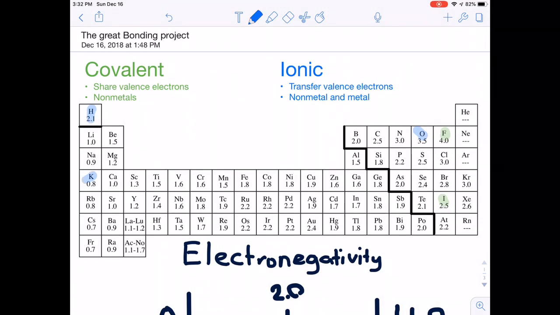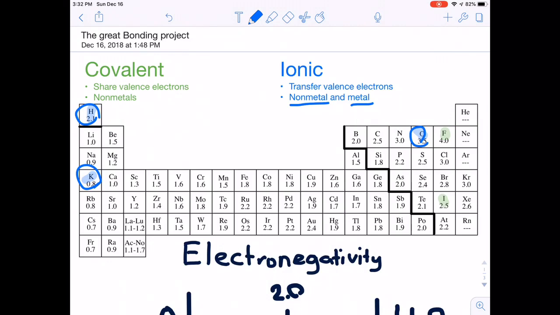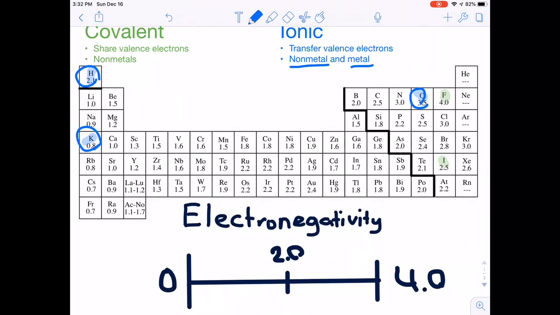So we know KOH is ionic because K is a metal, O is a nonmetal, and H is a nonmetal too. So nonmetals and metals create ionic bonds. So now we're going to look at their electronegativity, which I actually already wrote down here.